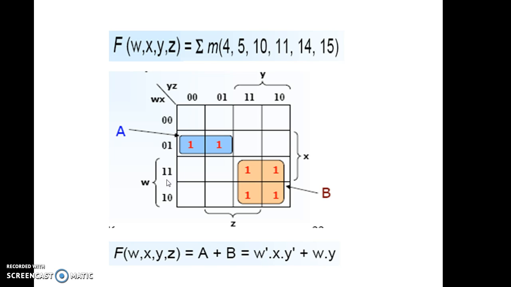W does not change from the third row to the fourth row, but X changes from 1 to 0. So we write only W. And then see the columns. Here Y does not change, but the Z variable changes from 1 to 0. So we write only Y.